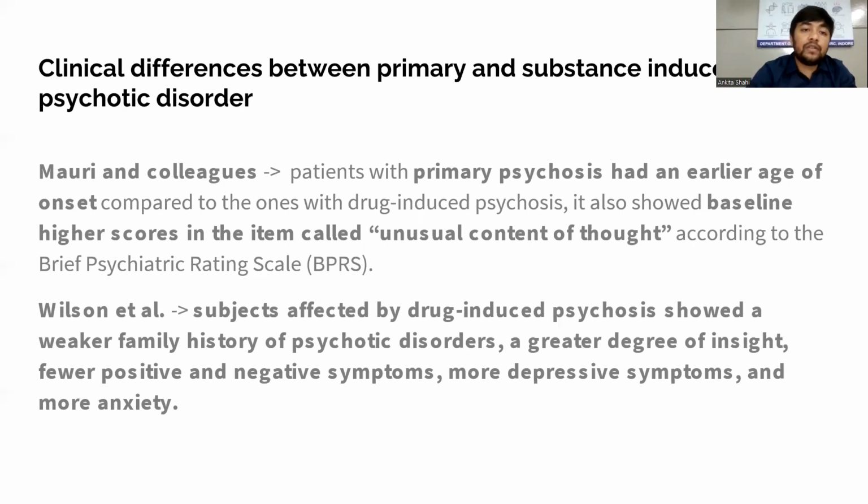Wilson et al. also did a study. Subjects affected by drug-induced psychosis showed a weaker family history of psychotic disorders, a greater degree of insight, fewer positive and negative symptoms, more depressive symptoms, and more anxiety. So the psychotic disorder which was induced by substance had different characteristics than a primary, let's say, a primary schizophrenic.